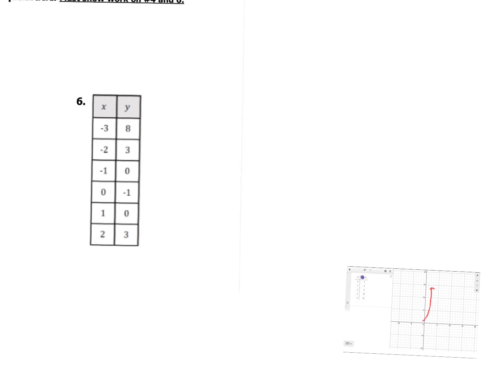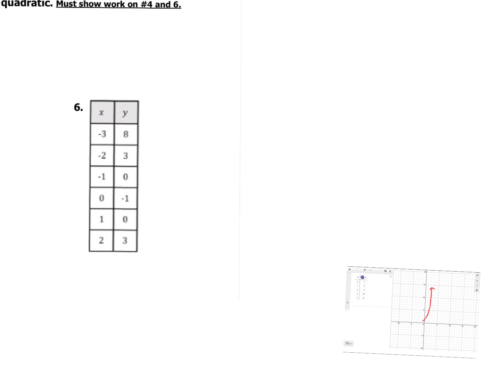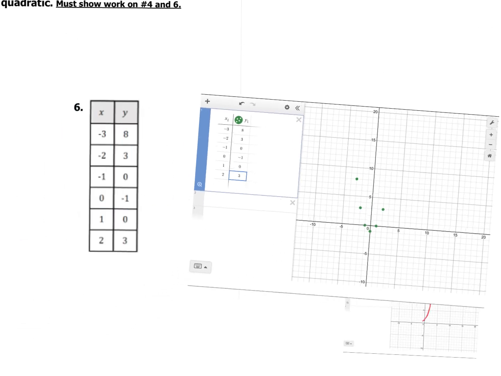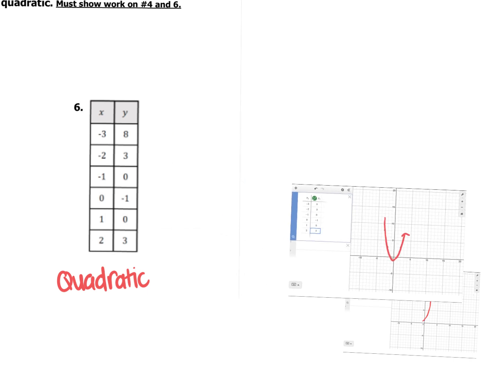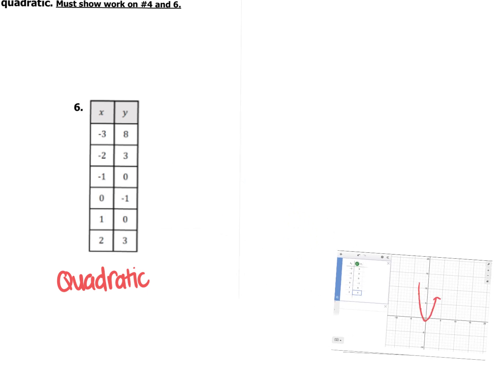So I have a new table. I'm going to go ahead and put it into Desmos. When I put it into Desmos, it looks like this. So I can see that this graph is kind of curving down, but then it comes back up. So this one looks like the shape of a U, which we know quadratics look like a U, but we have to make sure that it's actually quadratic. So let's go ahead and figure out if we are adding by the same number the second time around.